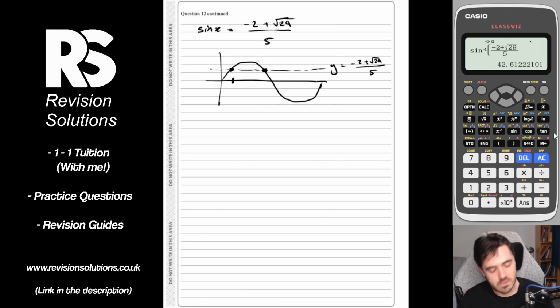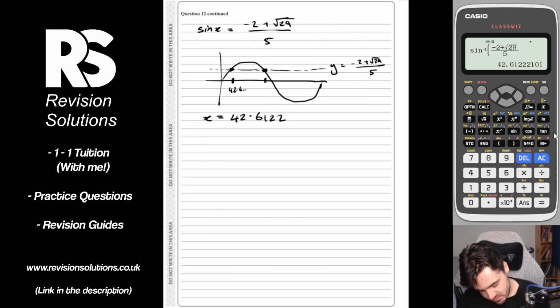That gives us 42.6122. I'm just going to write down plenty of decimal places right now. We'll check the rounding they asked for in a minute. So 42.6122, and that's this solution here.